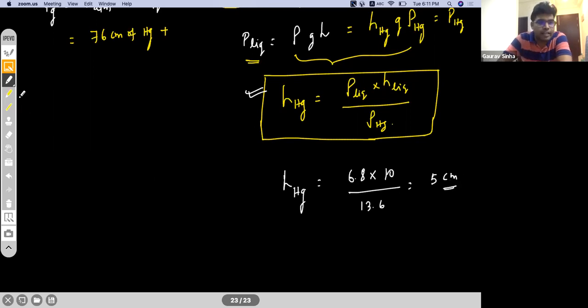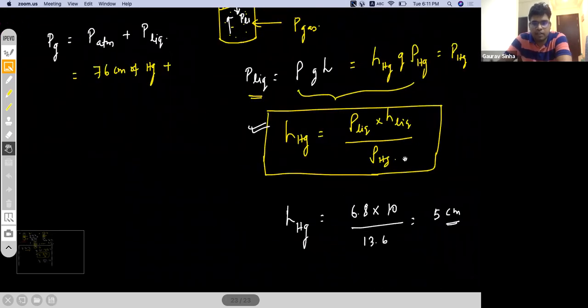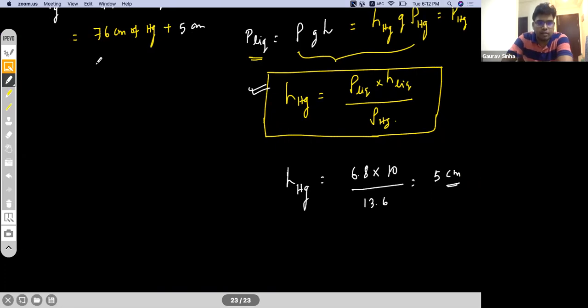This means that 10 centimeter of this liquid and 5 centimeter of Hg will exert the same pressure. Correct? So here we'll simply add 5 centimeter. So the answer is 91 centimeter of Hg. Any doubt in this? Tell me. Oh yeah, 81, correct.